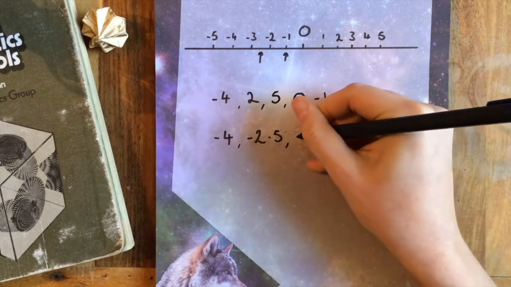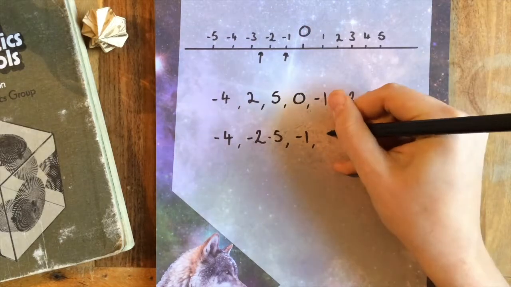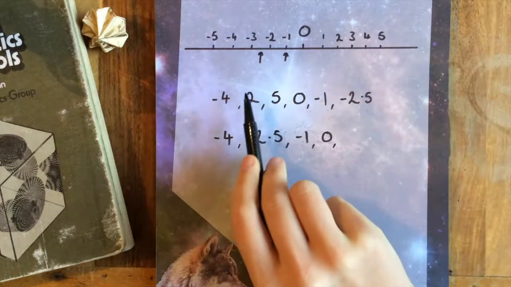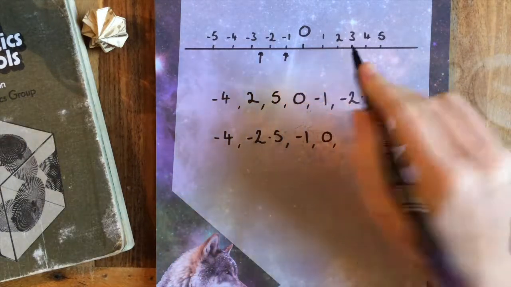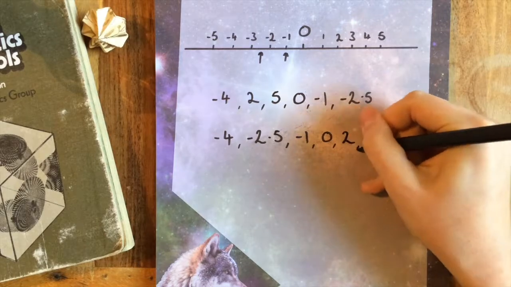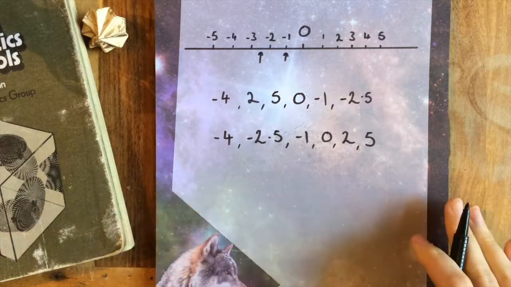Then -1. Then 0, right there. Then what have we got left? 5 and 2, so 2, and then 5. And now we have them in order.